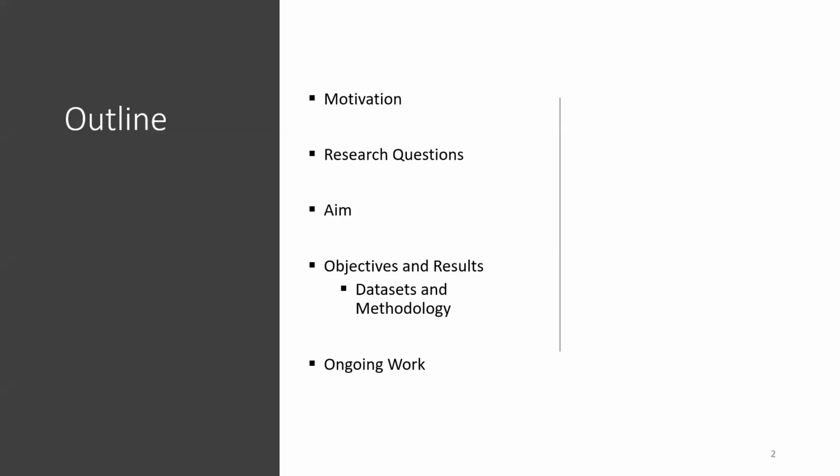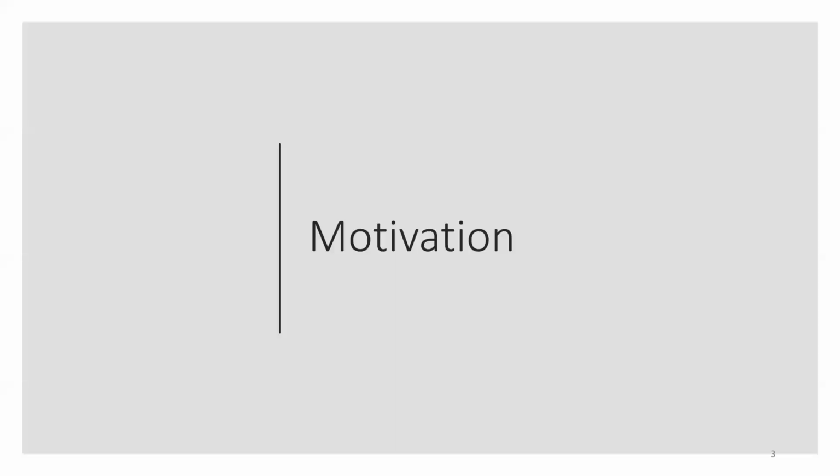Here's a brief outline of what we'll be talking about today. We're going to talk about why we're interested in looking at climate variability in the River Basin and its relation to crop production. We'll also discuss the questions that we want to address with the research here at UMKC. And then we'll talk a little bit about the aim and objectives and some of the early results from those objectives. And we'll finish up with some discussion about ongoing work right now.